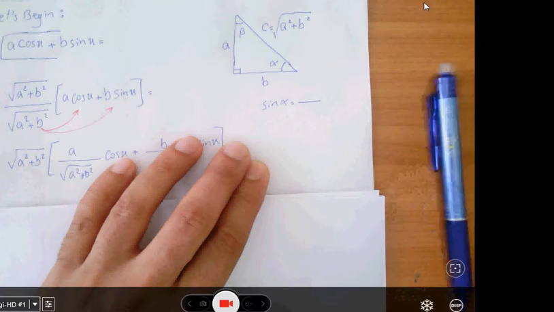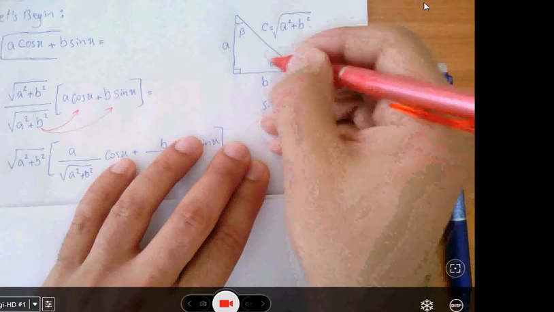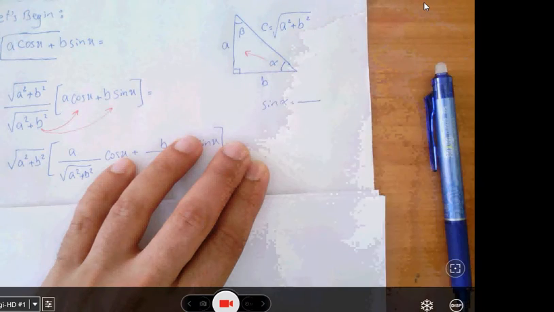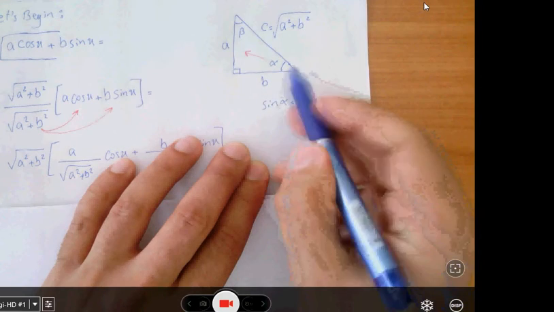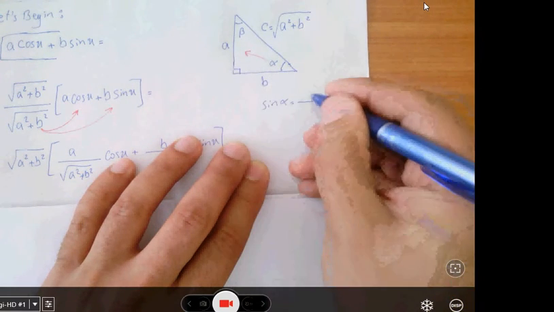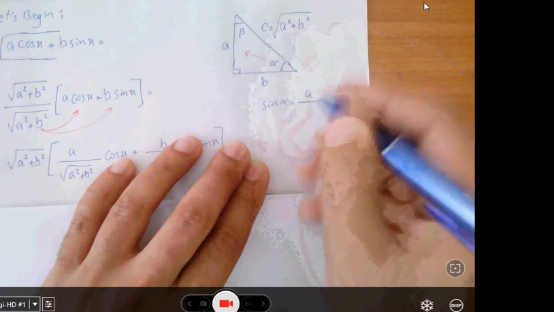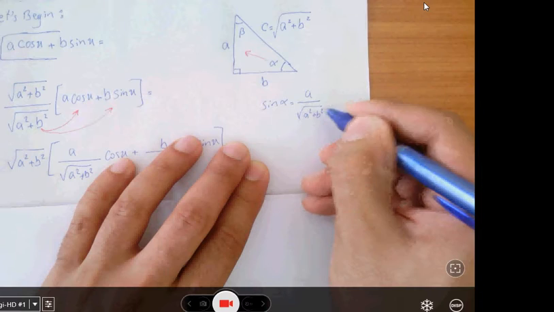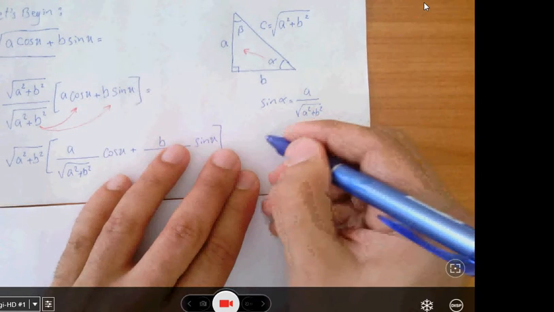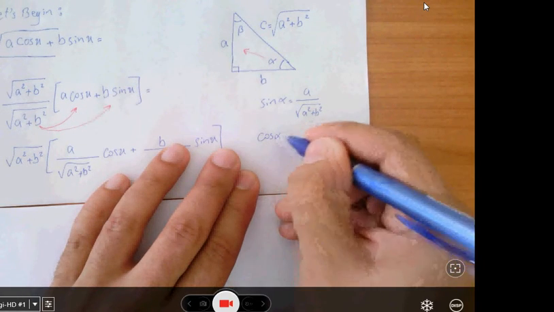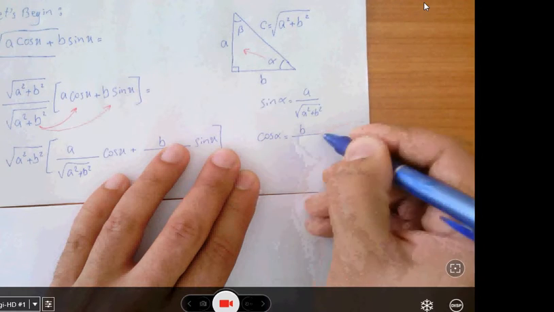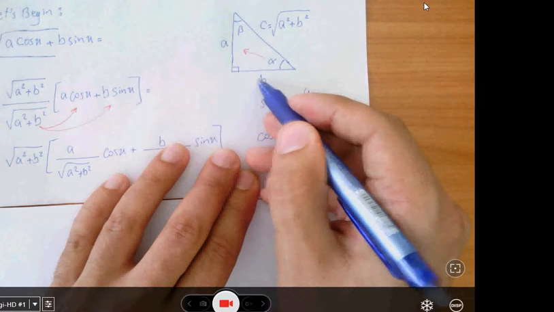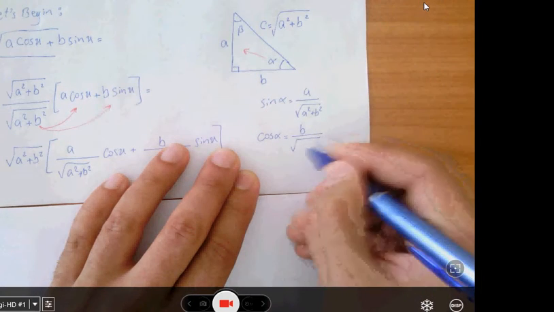This is alpha, right? This is my opposite side. This is my adjacent side, and that is my hypotenuse. Therefore, sine of alpha is opposite a divided by the length of the hypotenuse. So hypotenuse is the square root of a squared plus b squared, correct? Cos, similarly, can be written as b, the adjacent side, divided by the square root of a squared plus b squared.